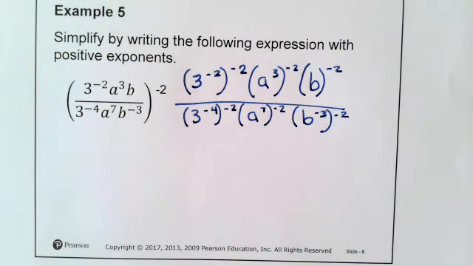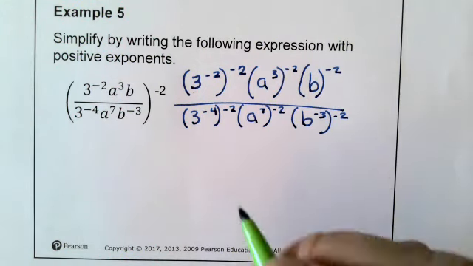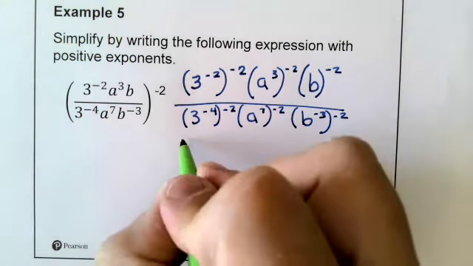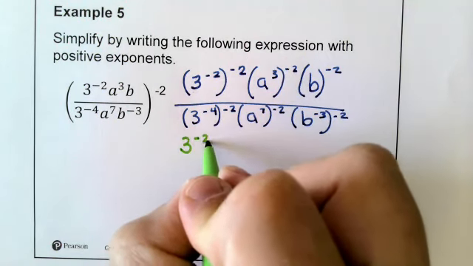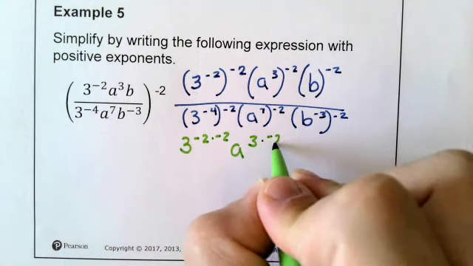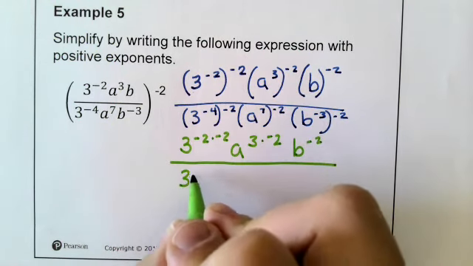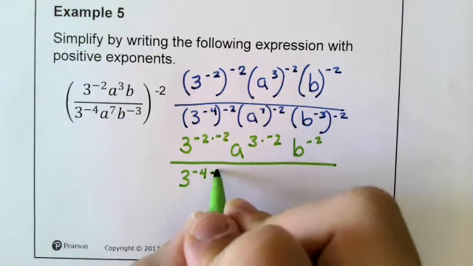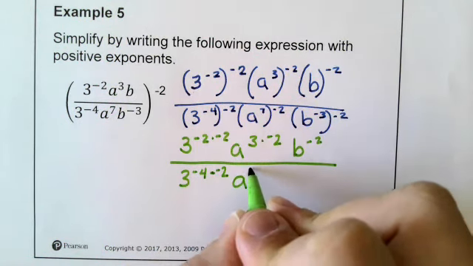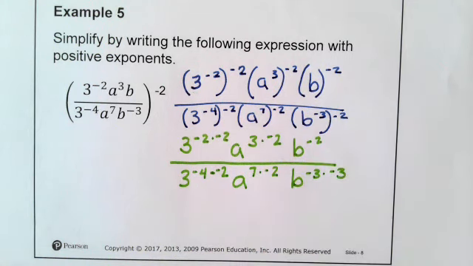Let's multiply those out. Okay. And maybe I'll use a different color just so it's easier to see as we change. So now we have 3, -2 times -2, A, 3 times -2, B, -2, over 3, -4 times -2, A, 7 times -2, B, -3 times -2. Now we're going to multiply all of those exponents, okay?